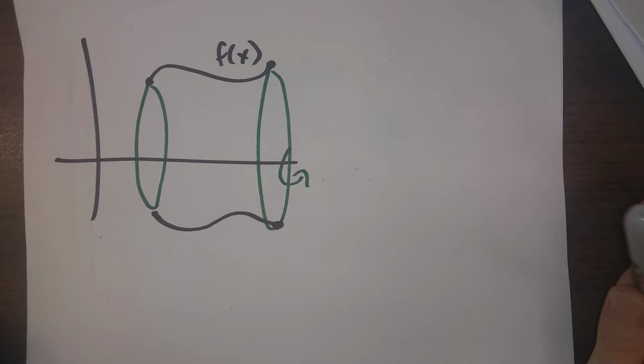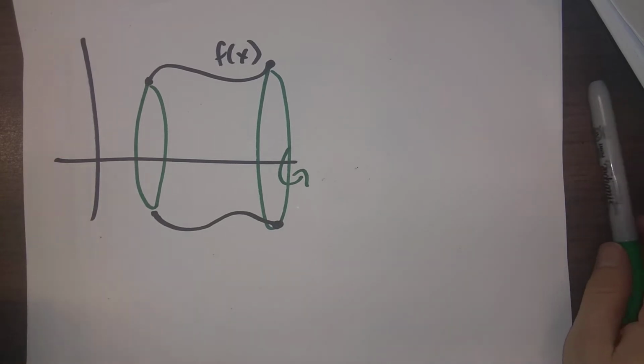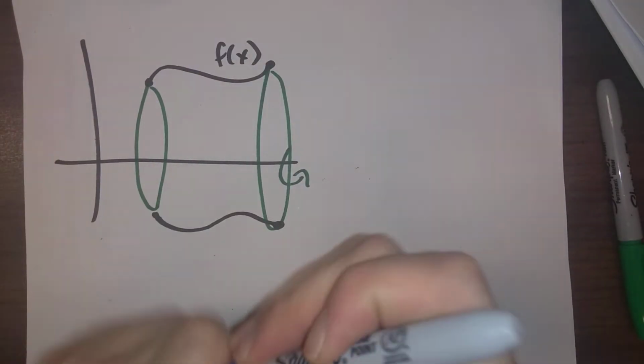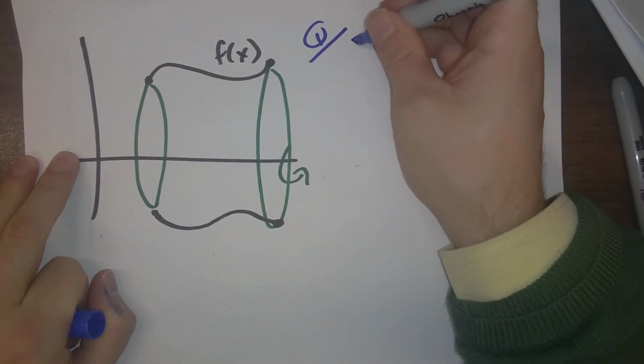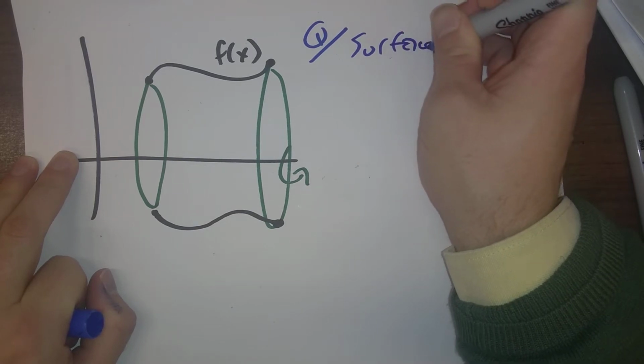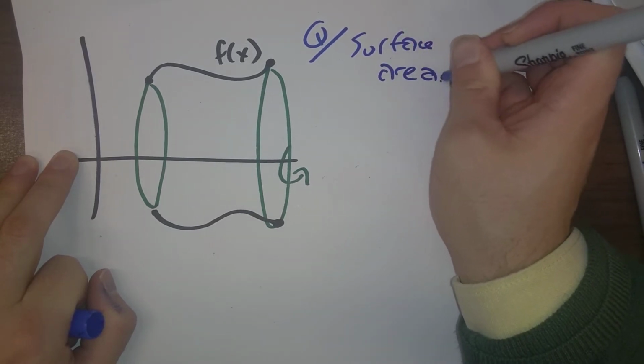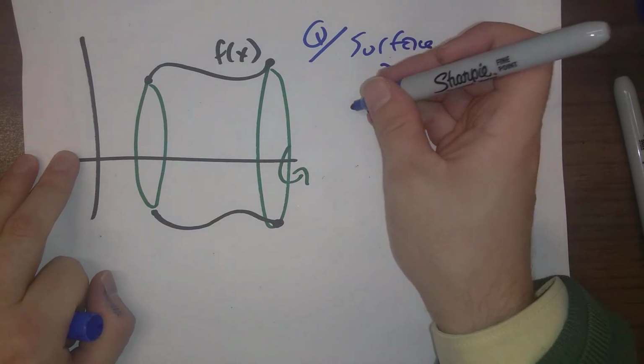But now, instead of asking you what's the volume of the solid, that's a great Chapter 6 question, the question now is going to be, what is the surface area of this solid of revolution?